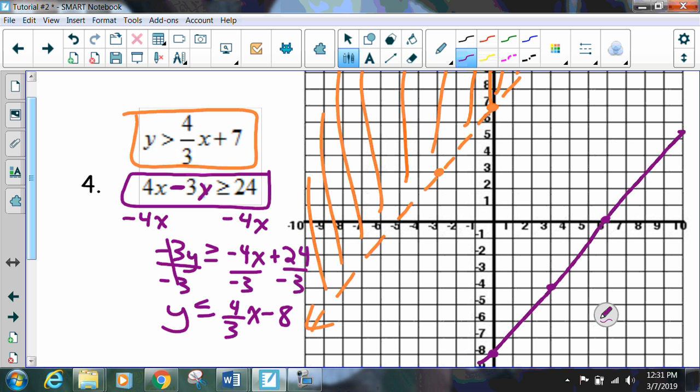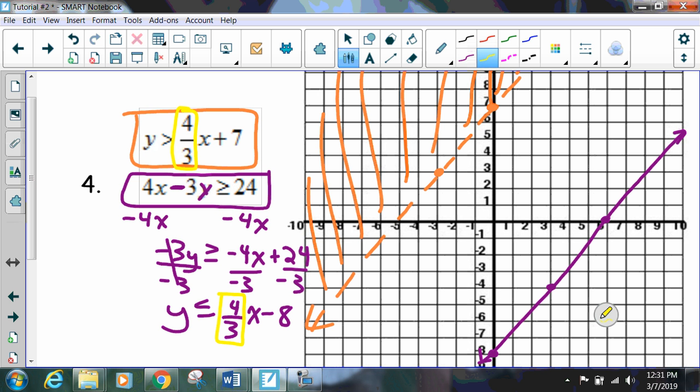I know you guys were probably noticing the same thing. My line's a little curvy, but look at that. These two lines are parallel. And that makes sense, right? Because the slope of the first line is 4/3, and the slope of the second line is 4/3.